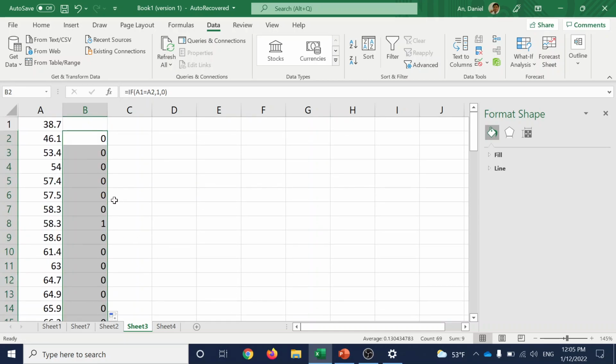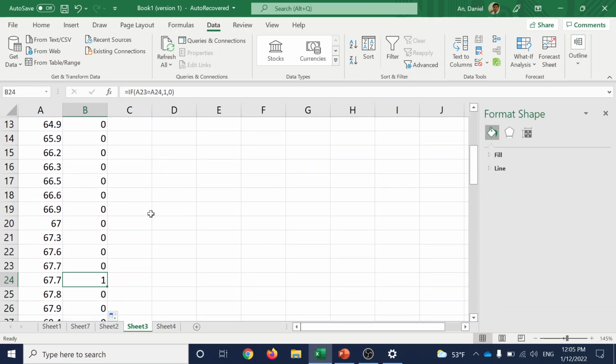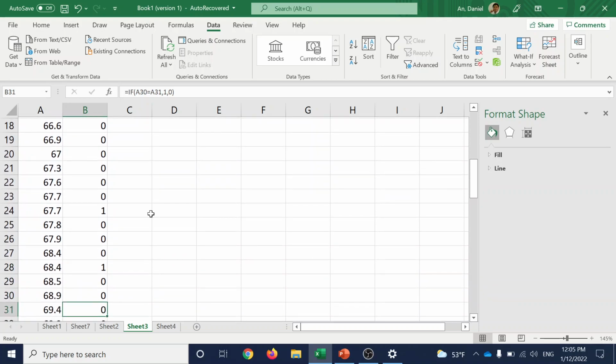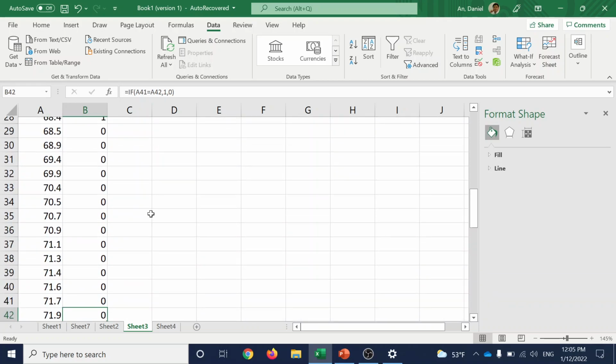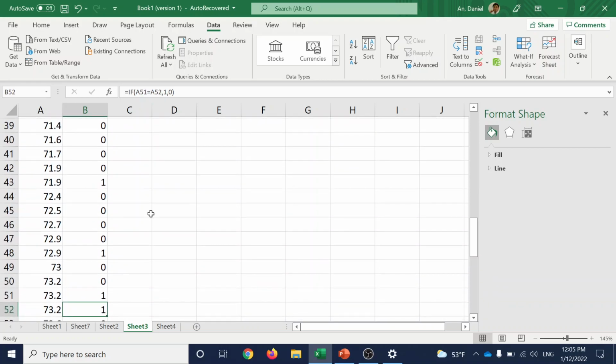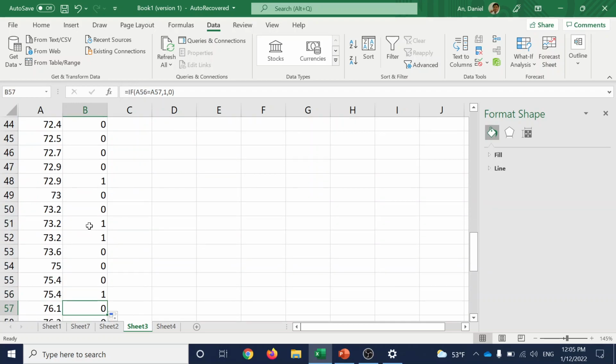And now you see that you have either 0 or 1. So 1 means these two are the same. So it's easier to see where you get. So here's another one. And if you continue on down, you see that, oh, there are 2 ones right next to each other, which means that you have 3 values that are repeated, right? So 73.2 is repeated 3 times.